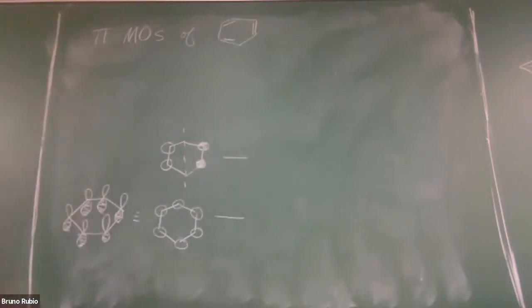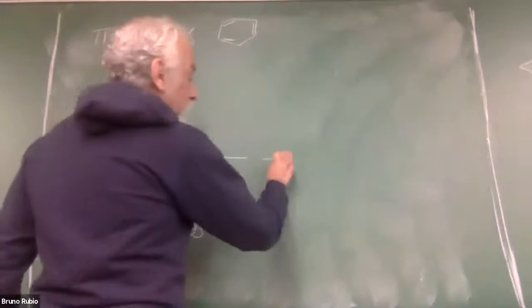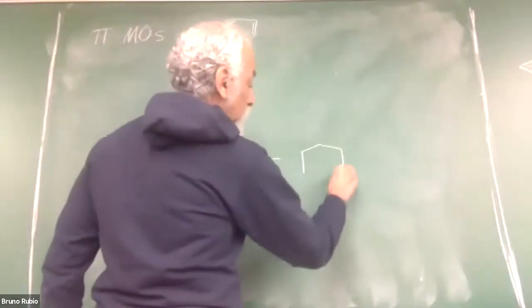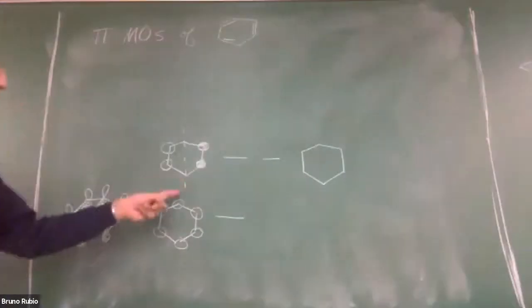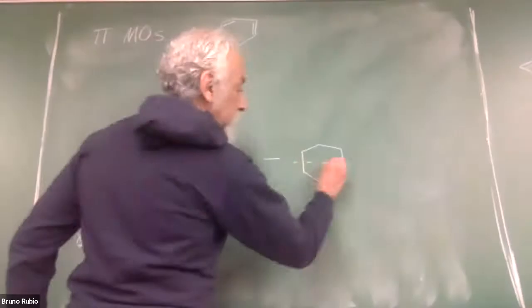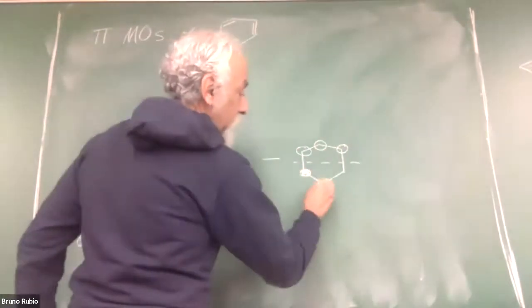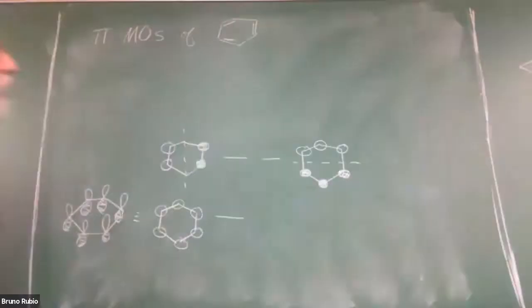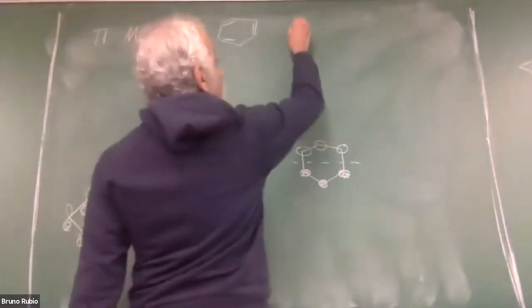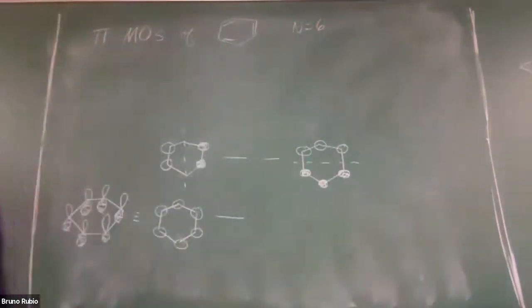But there's a second way of drawing a dotted line through a hexagon in a symmetrical way. And so I see I have a degenerate orbital here. Instead of up and down like this, I can do this. Positive up there, negative down here. Okay, so for pi, for benzene, n equals 6, 3 down, 3 to go.